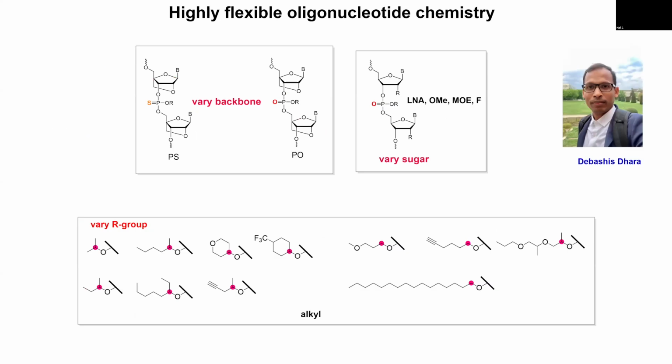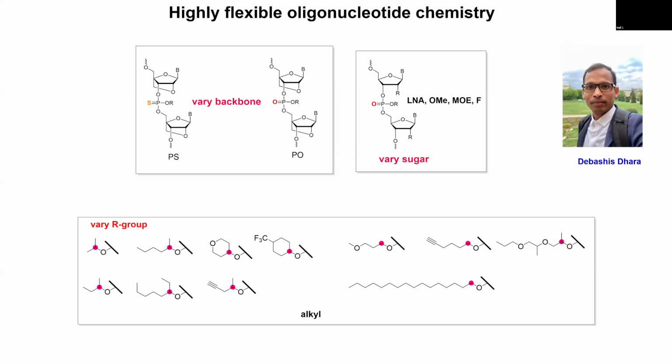So this work has been done by Debashis, who was a postdoc in my group, who's done a huge amount of work in this area in the last 2 years. Remarkable amount of effort that he's put into this. And as I mentioned before, we can vary the backbone, sulfur or oxygen. We can vary the sugar, LNA, OME, MOE, and F. And we've done all those. We've made all those as triesters. And we can vary the R group.